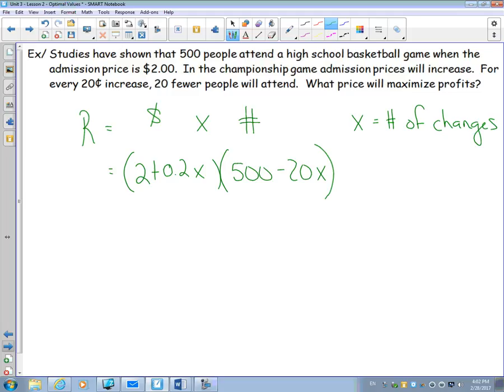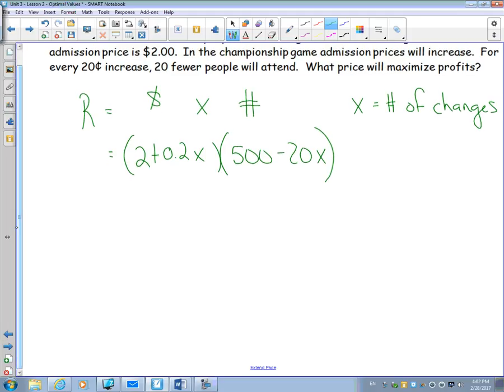They all look the same. I want to maximize this to get the best price. I have options. This is kind of standard form, or sorry, kind of factored form. So I could find my zeros and average them. Nothing wrong with that. Or I could FOIL this and put it into standard form and then find the axis of symmetry. We'll go through both just so we have an option here.